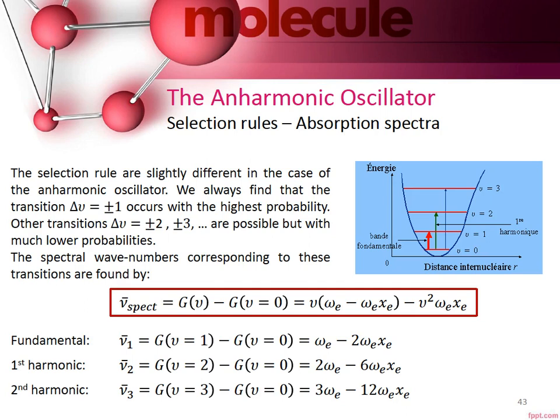Now, if it goes from 0 to 1, then the final state corresponds to V equal 1. Then you put V equal 1, and you get omega e minus 2 omega e xe. The first harmonic will be from 0 to V equal 2, so the final state corresponds to V equal 2. You just put V equal 2 here, and you get 2 omega e minus 6 omega e xe, and the same for 3, etc. And obviously the probability gets lower and lower. So the more we move in harmonics, the lower and lower the intensity of the peaks that show up on the spectrum.